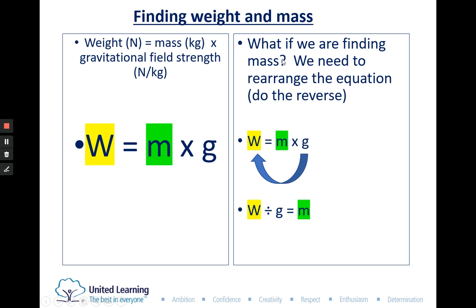Again, if you're finding out the mass, you need to rearrange the equation, do the reverse, so you do weight divided by gravity. If you're finding out the weight, you only need to find out the mass and times it by gravity. Okay, I will stop it here, and I would like you to take out a calculator and attempt the questions below.